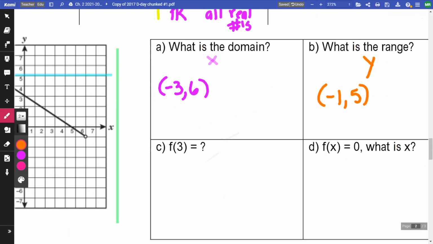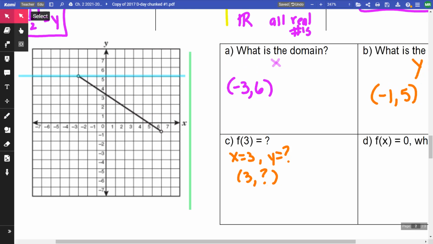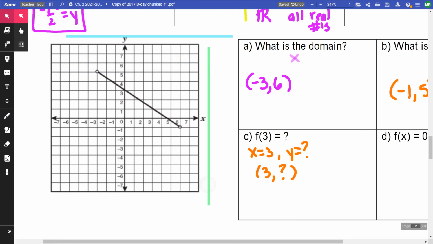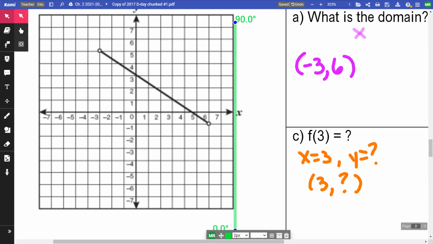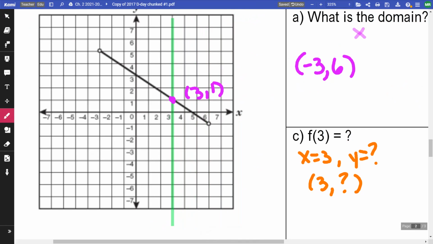And then when I want f of 3, that basically means my x equals 3, what is my y? So really it's kind of asking us 3 comma what? So in order to find that, what I'm going to do is I'm going to look at my vertical line here, my green one, and I'm going to go to where x is 3. This is where x is 3, up and down this line. And where does that line cross the graph? Right here. That is 3 comma 1. So what does f of 3 equal? F of 3 equals 1. That is your answer. Your y is 1 when your x is 3.